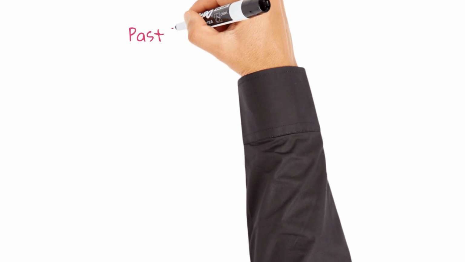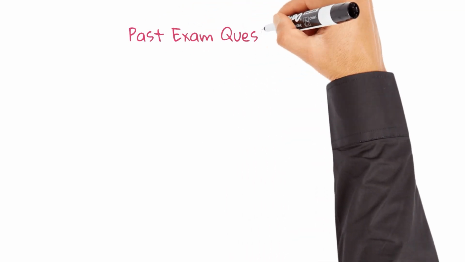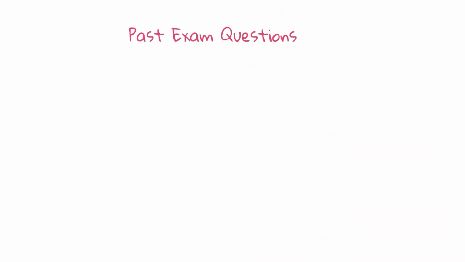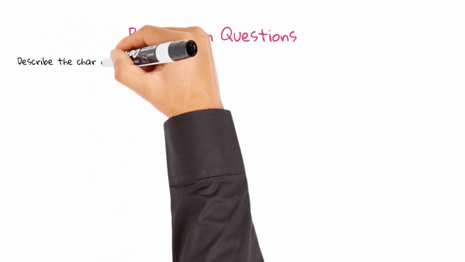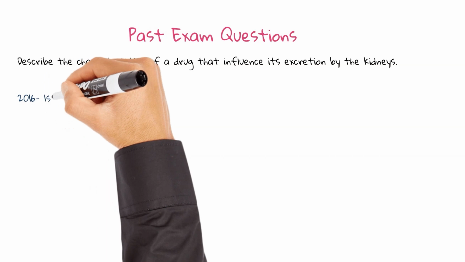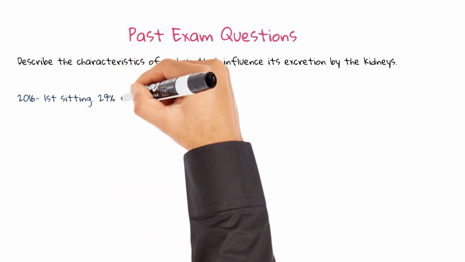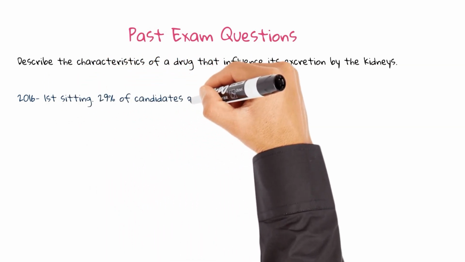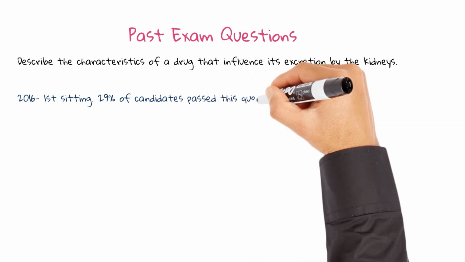Let's review the questions that appeared in SAQs in the previous exams. Describe the characteristics of a drug that influence its excretion by the kidneys. This question appeared in the first sitting of 2016 exam, and only 29% of the candidates passed it.